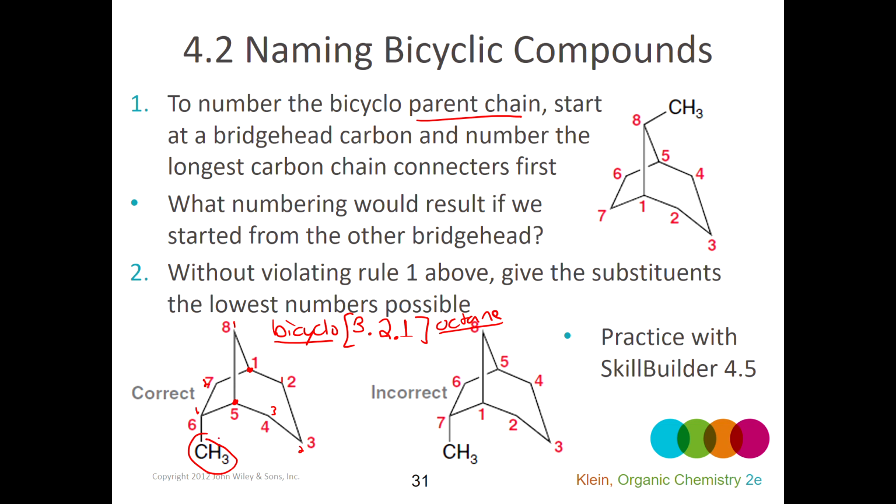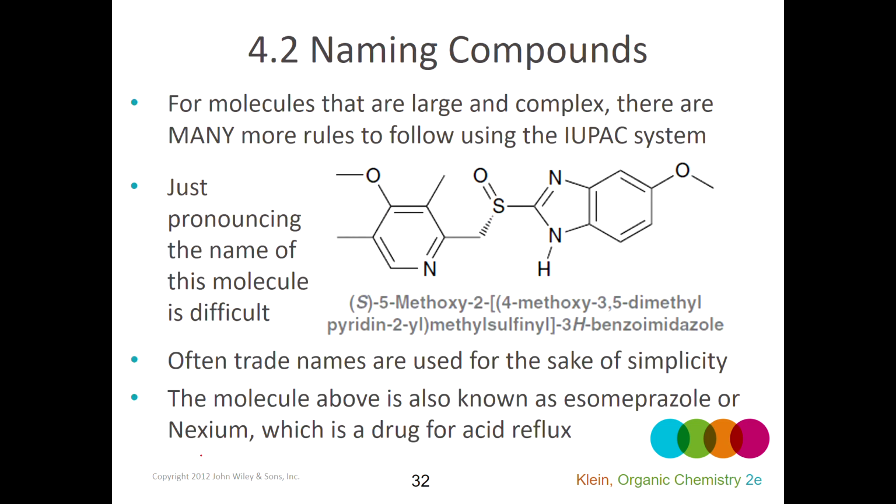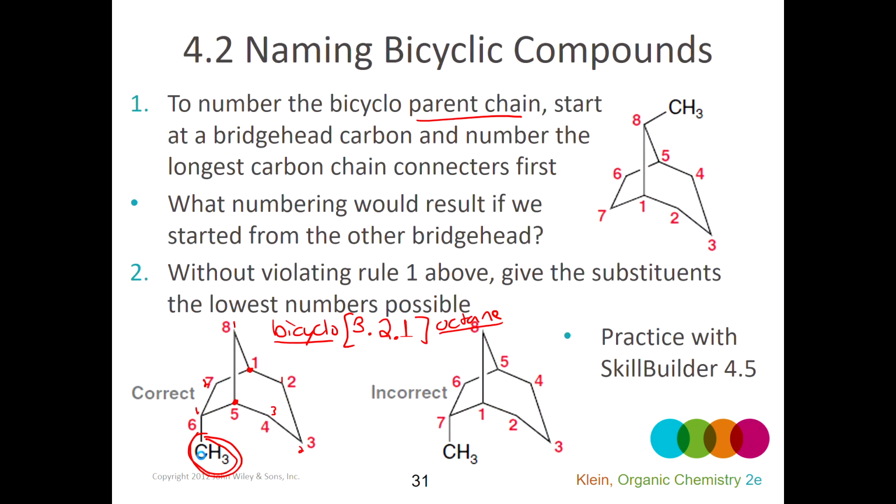This methyl group is here though, so once I determine the parent chain, then just like before, I've got to number the parent chain in a way that gives the substituent the lowest number possible. But there are some rules for that. And let's see if they're outlined here. They're not. So let's outline these rules.